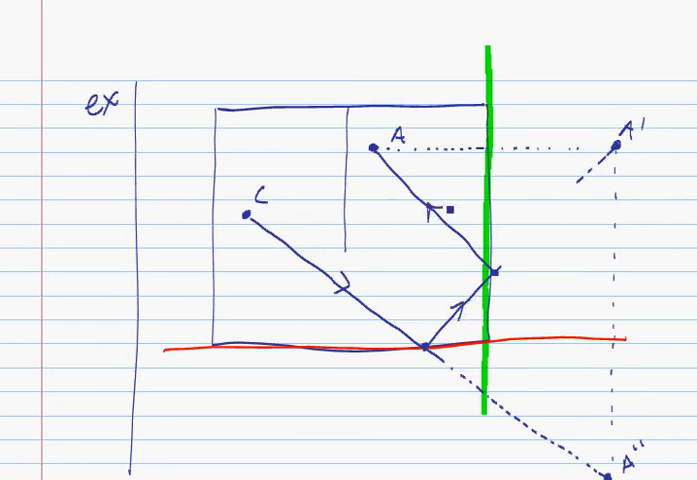So on your worksheet, you're going to be doing this. You're going to be creating paths by reflecting your target over the line you're going to bounce off of. And you're going to use protractors. So you need to get your protractors out, and you need to be as exact as you can.